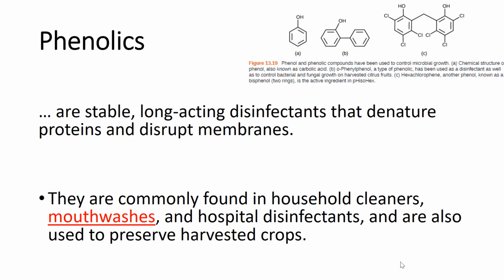The next category I'd like you to know are these phenolics. They have a phenol ring, so I brought these chemical compounds here to show you. Whenever you see a ring like this, it's called a phenol ring. They are very stable. They last long. They are long-acting disinfectants, and they denature proteins and disrupt membranes. So I should say long-acting antiseptics, because we're going to use this on tissue.